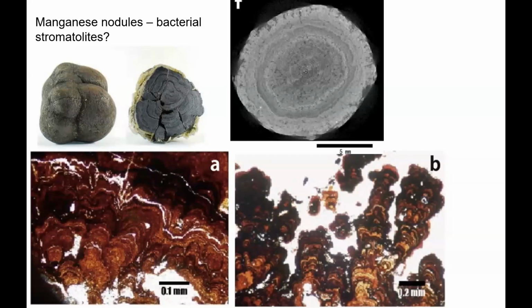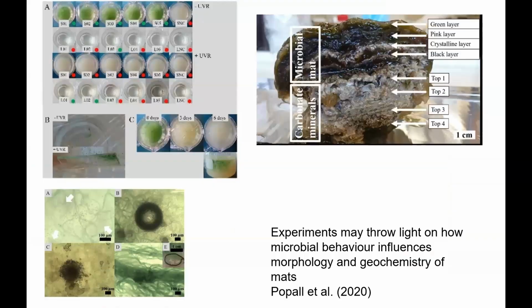So a promising way forward is to do more and more experimental work. And I showed that picture earlier on, and these guys are doing some very interesting work growing mats in the laboratory and seeing what they do. But nevertheless, these problems of macromorphology are very, very difficult, very elusive, difficult to solve.